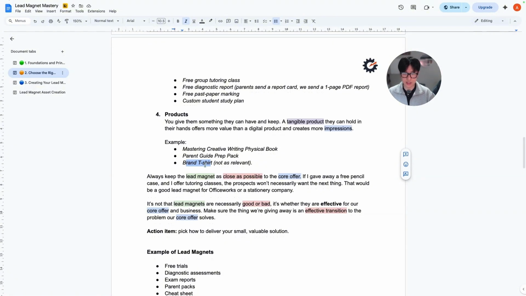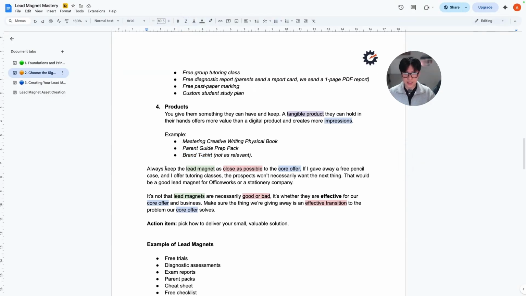But the very important thing to know is that you always want to keep the lead magnet as close as possible to the core offer.